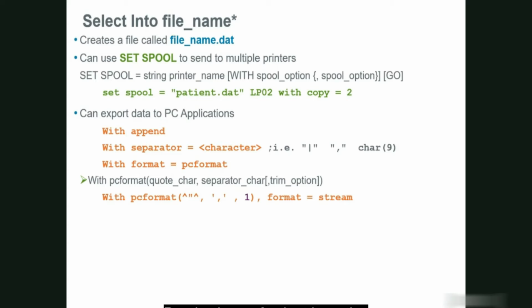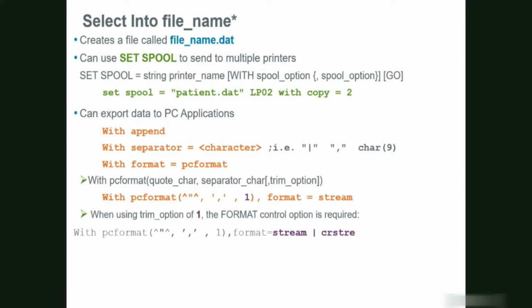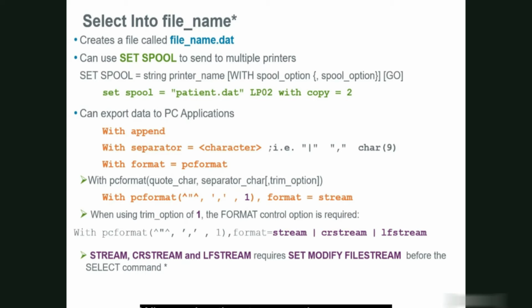Passing in one for the trim option will trim trailing spaces from columns to create variable width columns. To handle variable width columns, we also need to pass in additional information. When using trim option of 1, the format control option is required to define the format stream. That can be stream, CR stream, or LF stream. When using the stream options, we must also include the set modify file stream command before the select command as it enables the use of the stream options.